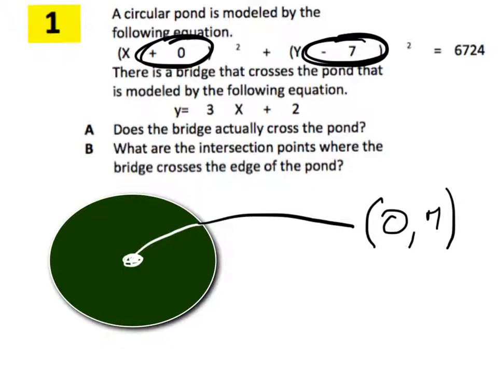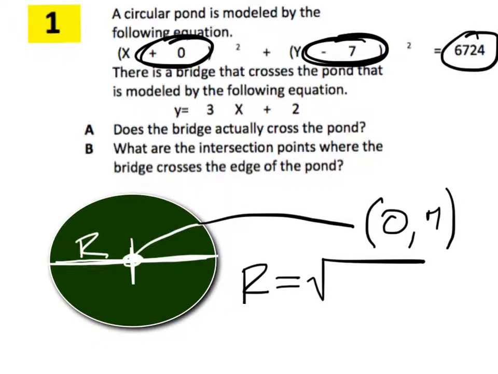There is a diameter to that circle, and half of a diameter is the radius. The radius is the square root of the constant on the right-hand side. That's how the circle is generated. You know the center, you know the radius, you can draw a circle. So that's why this is the way it is.